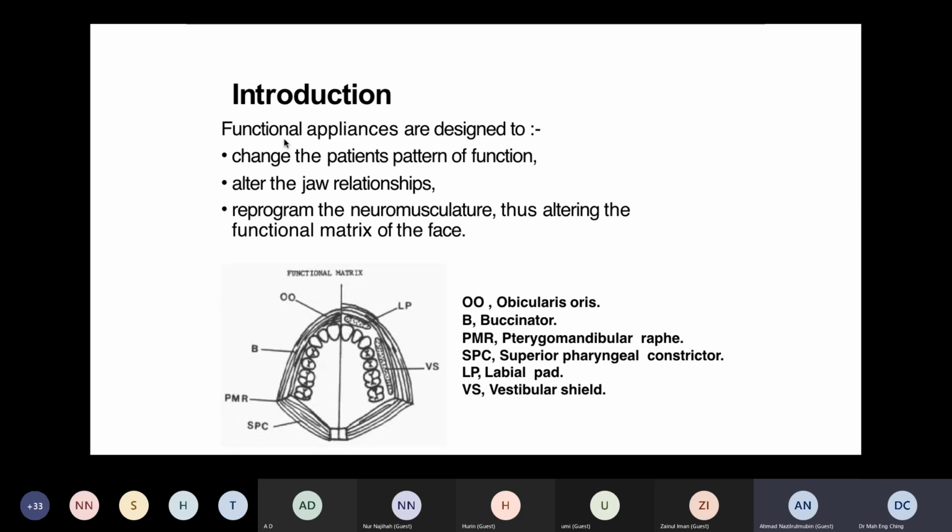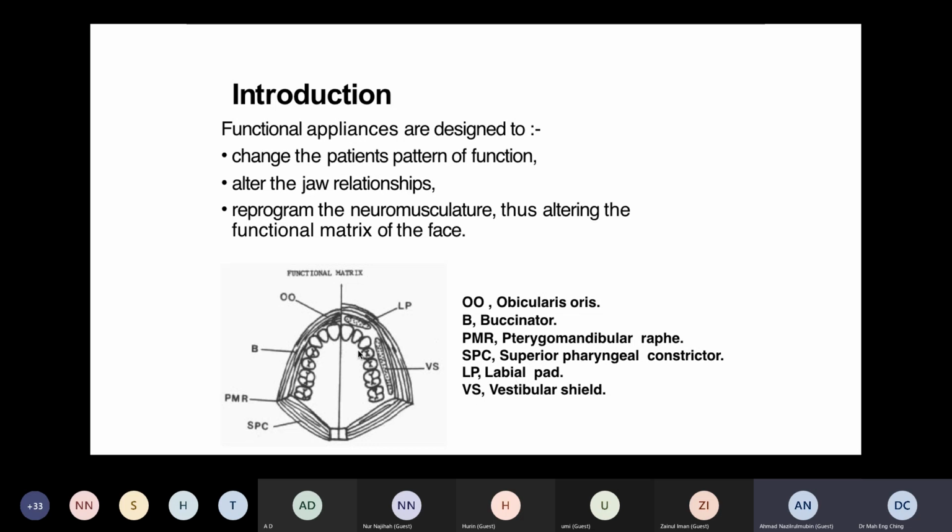The periosteal matrix means whatever soft tissue is surrounding the bone, next to the bone. Then the capsular matrix is just the oral cavity, nasal cavity. So you look at the bottom pictures. For example, in this oral cavity, there are so many muscles around. We have the orbicularis oris, surrounding the lips. The buccinator, which is at the side. The buccinator is very important for suction. The pterygomandibular raphe. Then we have the superior pharyngeal constrictor, then the labial pang, then the vestibular seal.